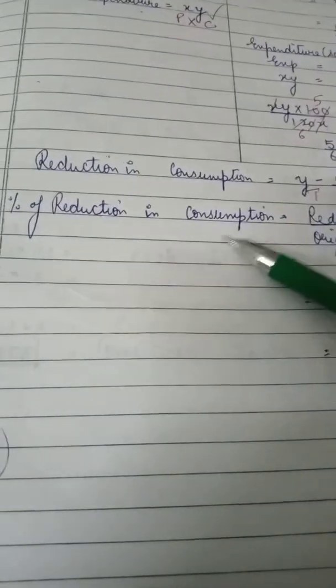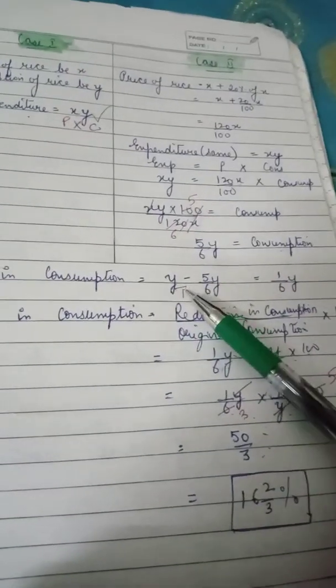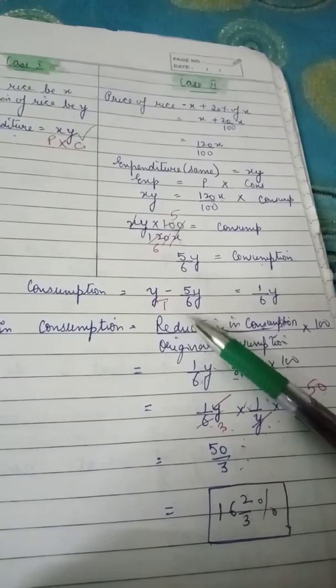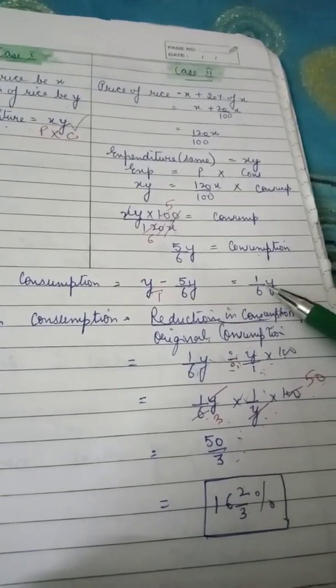So to find the percentage of reduction in consumption, we have to first find what is the reduction in consumption. The first consumption was y, minus the second consumption, which is 5 by 6y. This is case 1, case 2. That comes as 1 by 6y. So reduction is 1 by 6y.